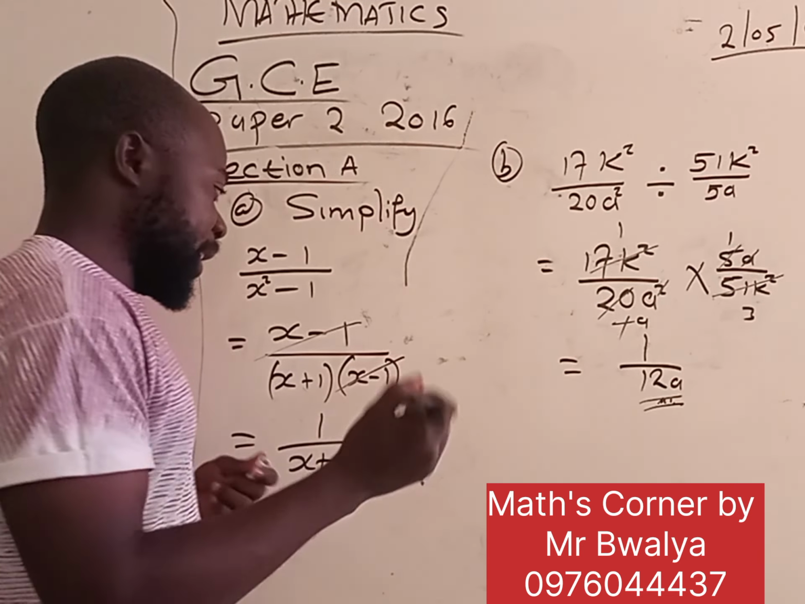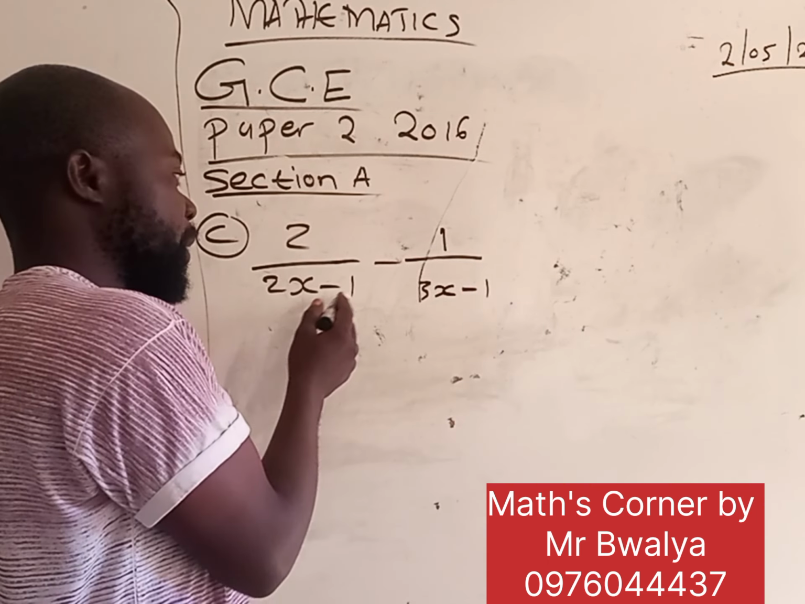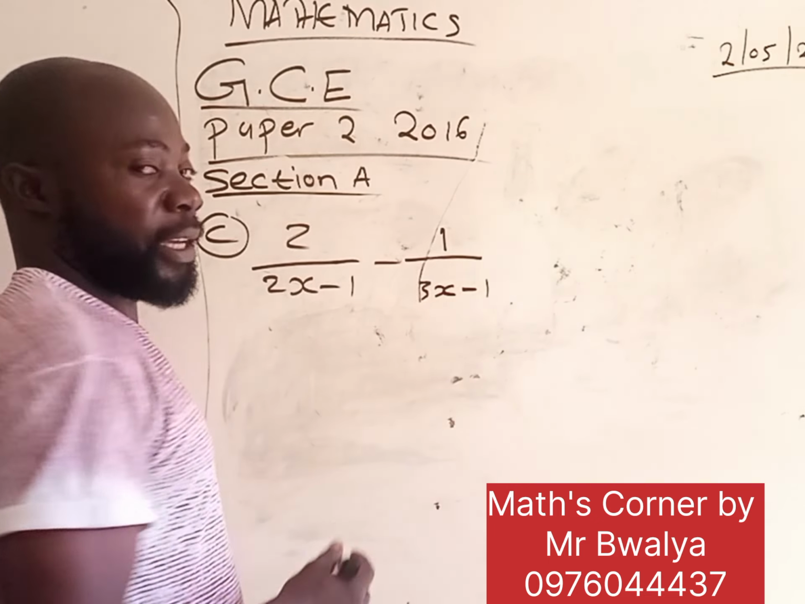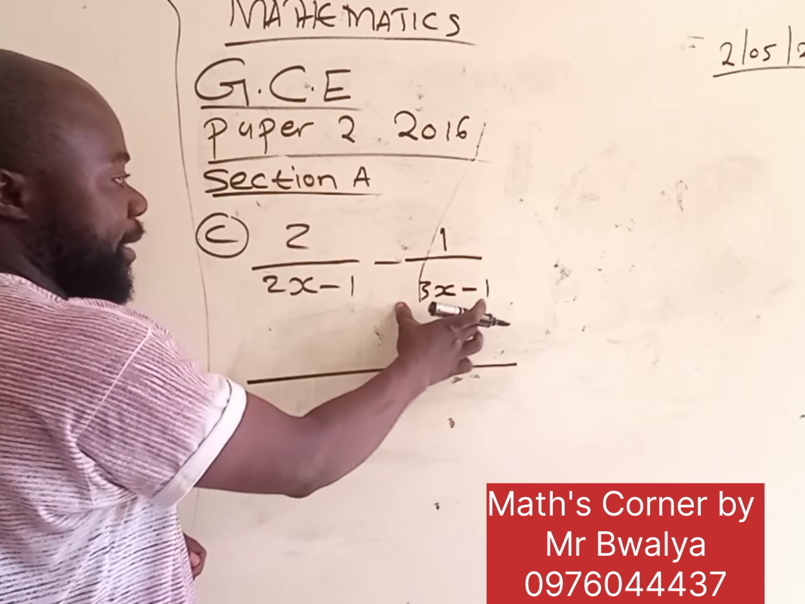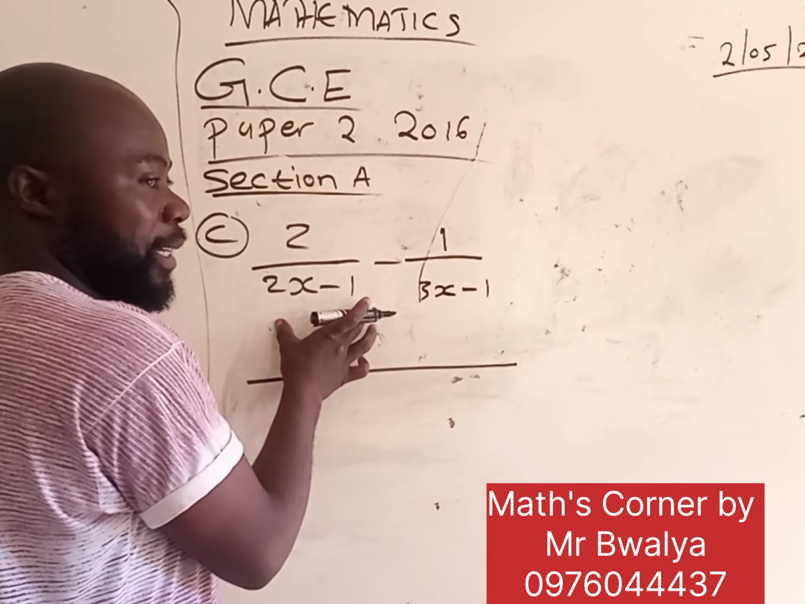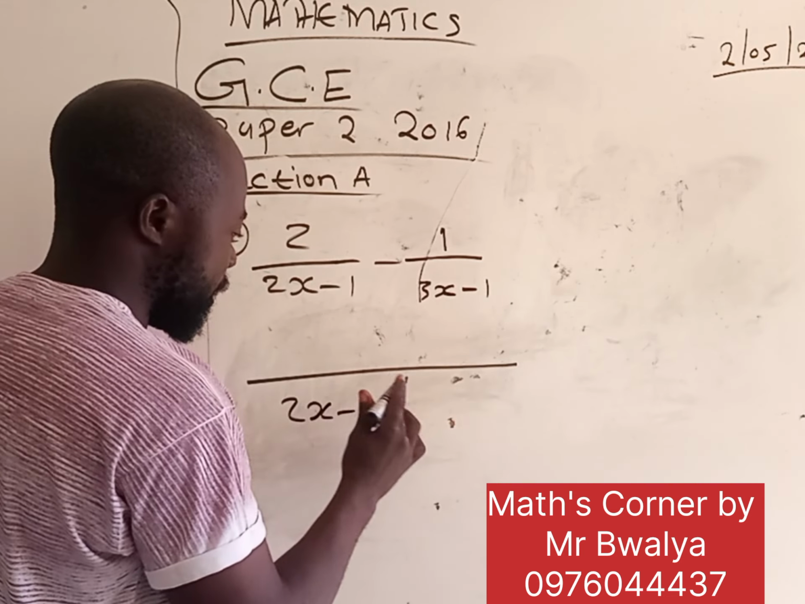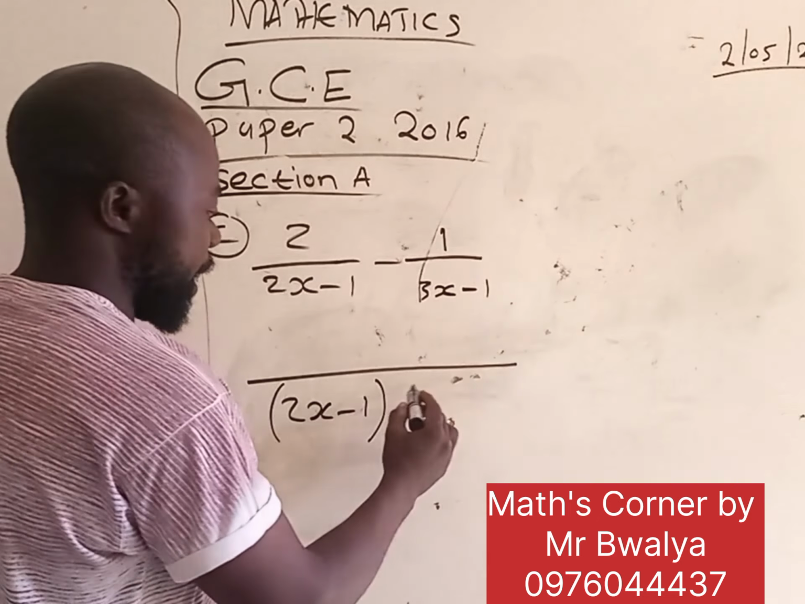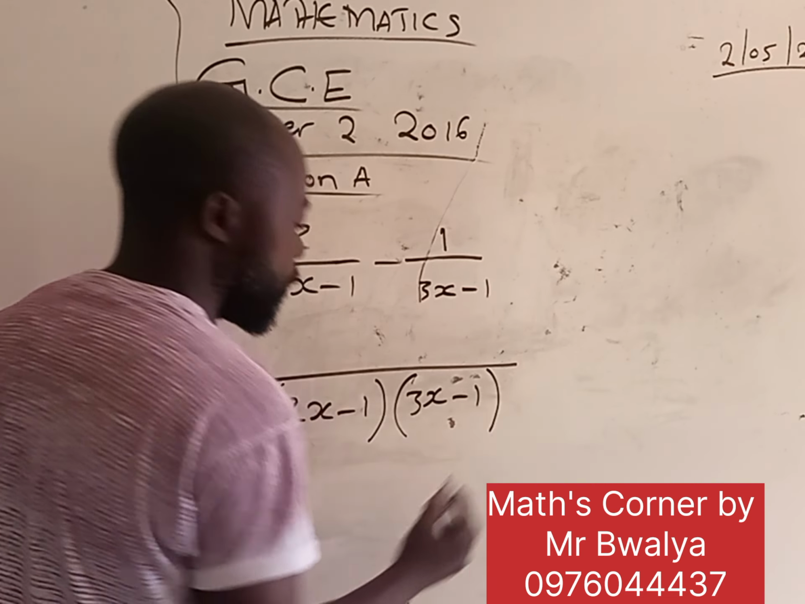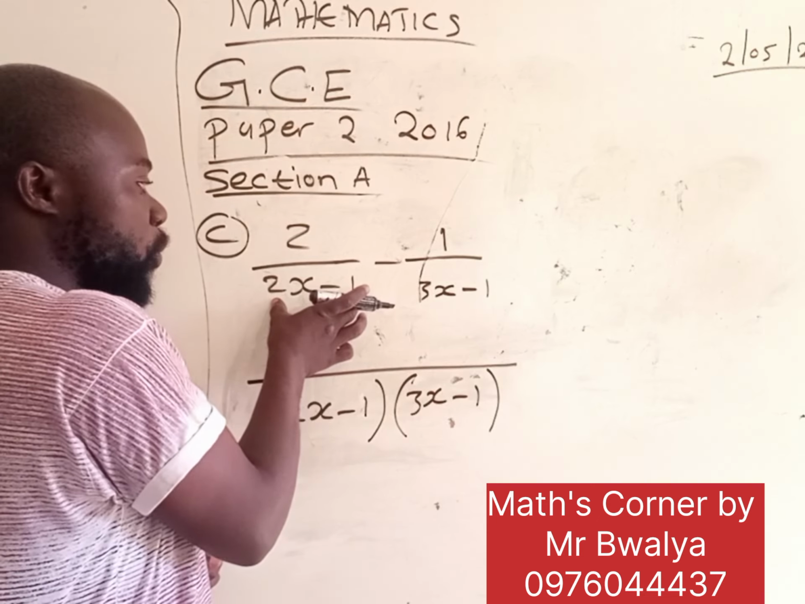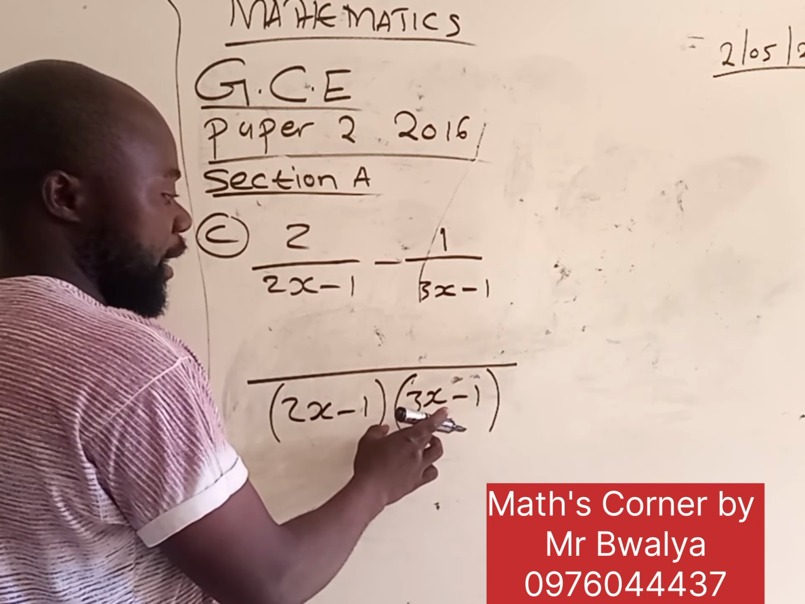Okay, so let us do now C. They are saying 2 divided by 2x minus 1, minus 1 divided by 3x minus 1. Here we are going to look for a common denominator, which is these. So we say open bracket 2x minus 1, close, open bracket 3x minus 1, close. Then we say how many times can 2x minus 1 go into everything down here, which is 2x minus 1 times 3x minus 1.